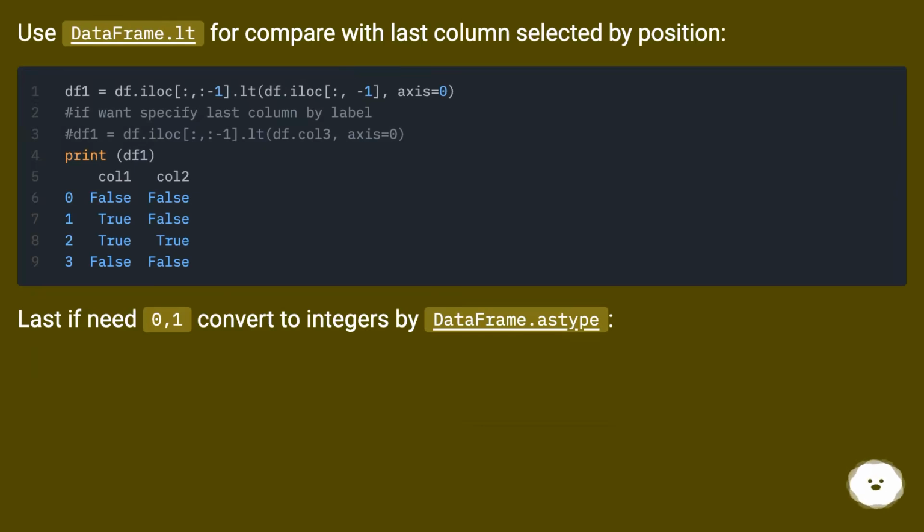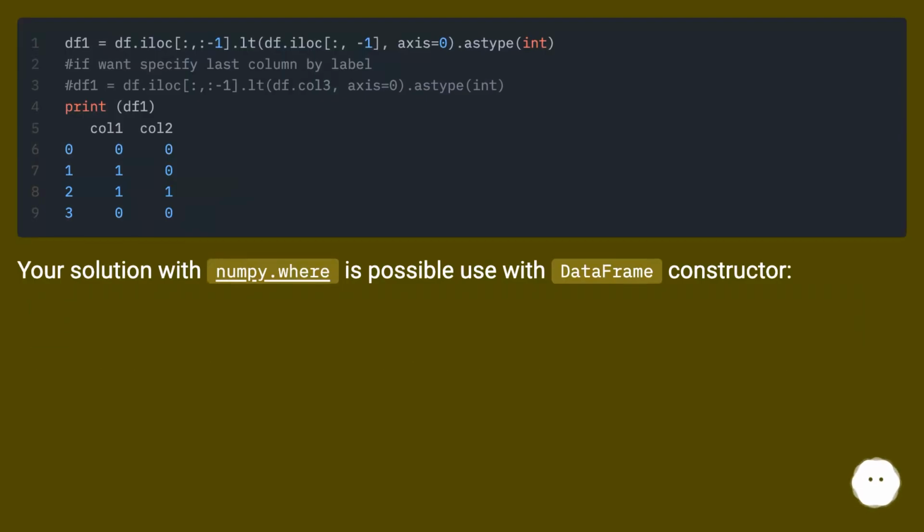Use DataFrame.lt to compare with the last column selected by position. If you need 0, 1, convert to integers by DataFrame.astype. Your solution with numpy.where is possible to use with the DataFrame constructor.